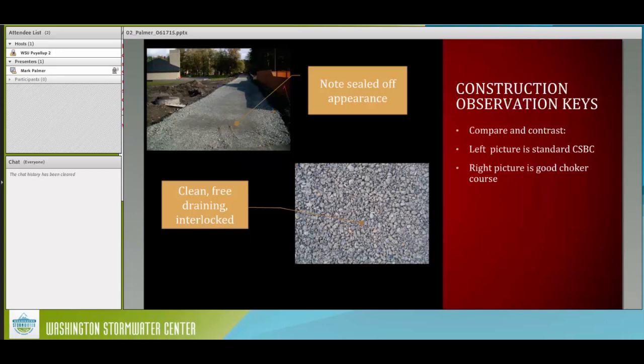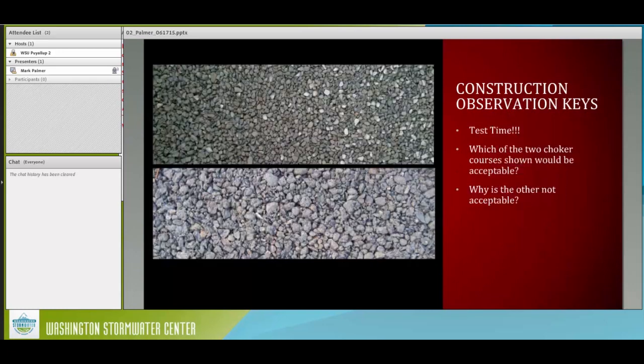One of the earlier projects, I was talked into using crush surfacing base course as a porous surfacing material. In this particular case, you can see it really wasn't terribly porous. Should look more like the material down here. Even though this still has quite a bit of fines adhering to the rock, there's also quite a bit of free pore space here that allows the choker course to be free draining. So this is kind of a little test. If you look at these two, which one of these would not be acceptable based on what you've learned thus far?